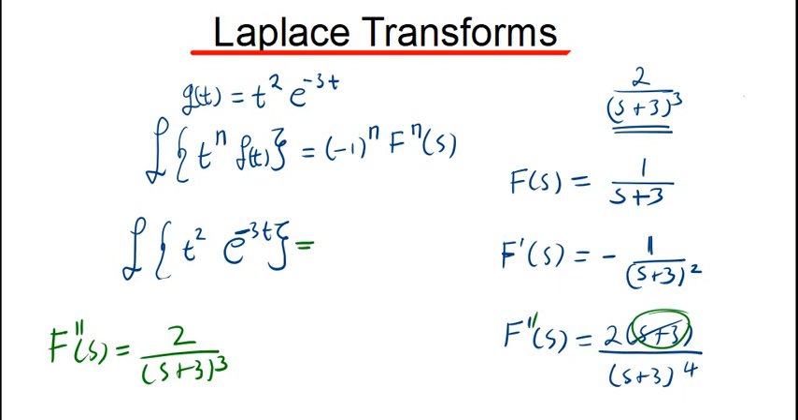And if you observe, I'm supposed to have negative 1 to the power n. What is my n? It is 2. Negative 1 squared is positive. So you just end up with this part here, which so happens to be the transform that we are looking for.